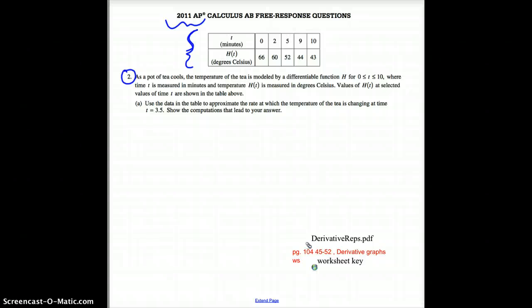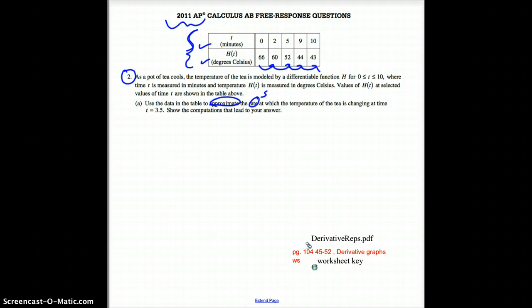And so this one, I've got a pot of tea cooling. You can see it goes down 6, and then it goes down 8, and then down only 1. But it is a decreasing function. And it says that we are doing degrees Celsius over the course of time. So again, it's not a linear function. That change is not constant, it is varying. But we're going to use a table to approximate the rate.